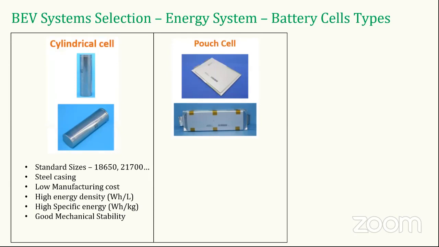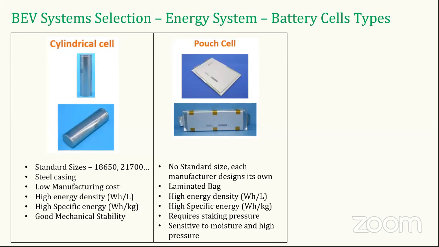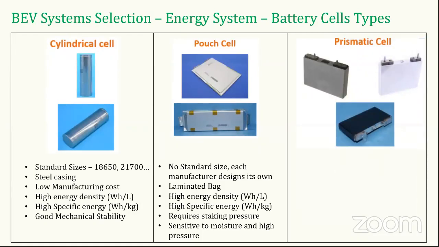The next type is the pouch cell. We don't have a standard size for the pouch cell. Each manufacturer designs its own dimensions. It has a laminated pack with a high energy density and high specific energy. One of the drawbacks for pouch cell manufacturing is that it requires a high stacking pressure and it's very sensitive to moisture and high pressure.